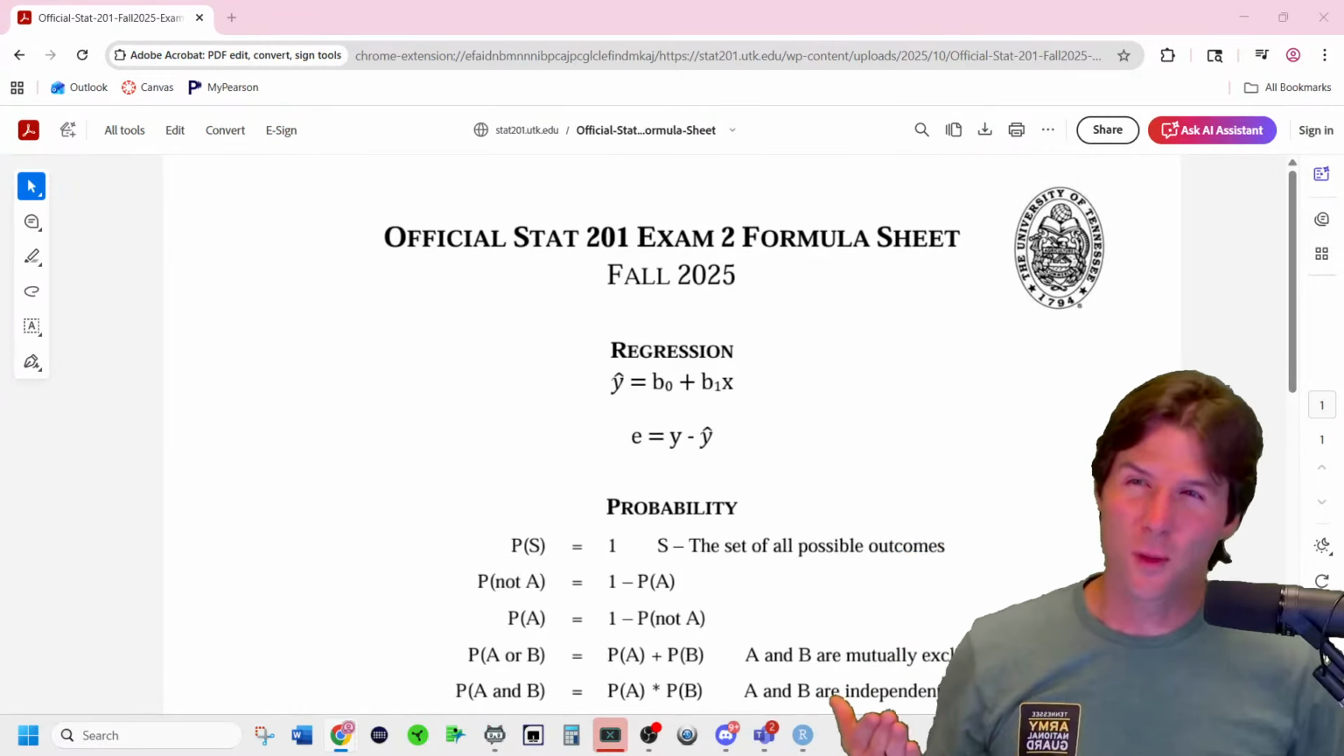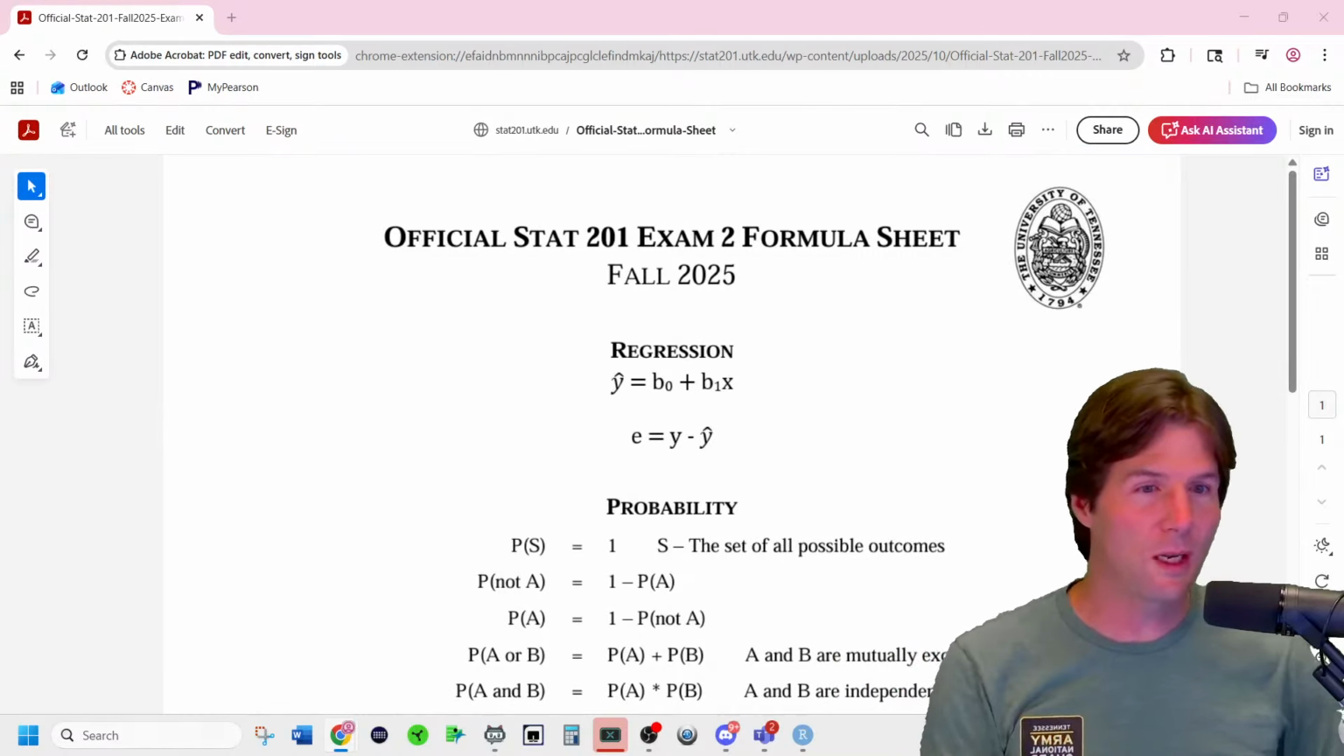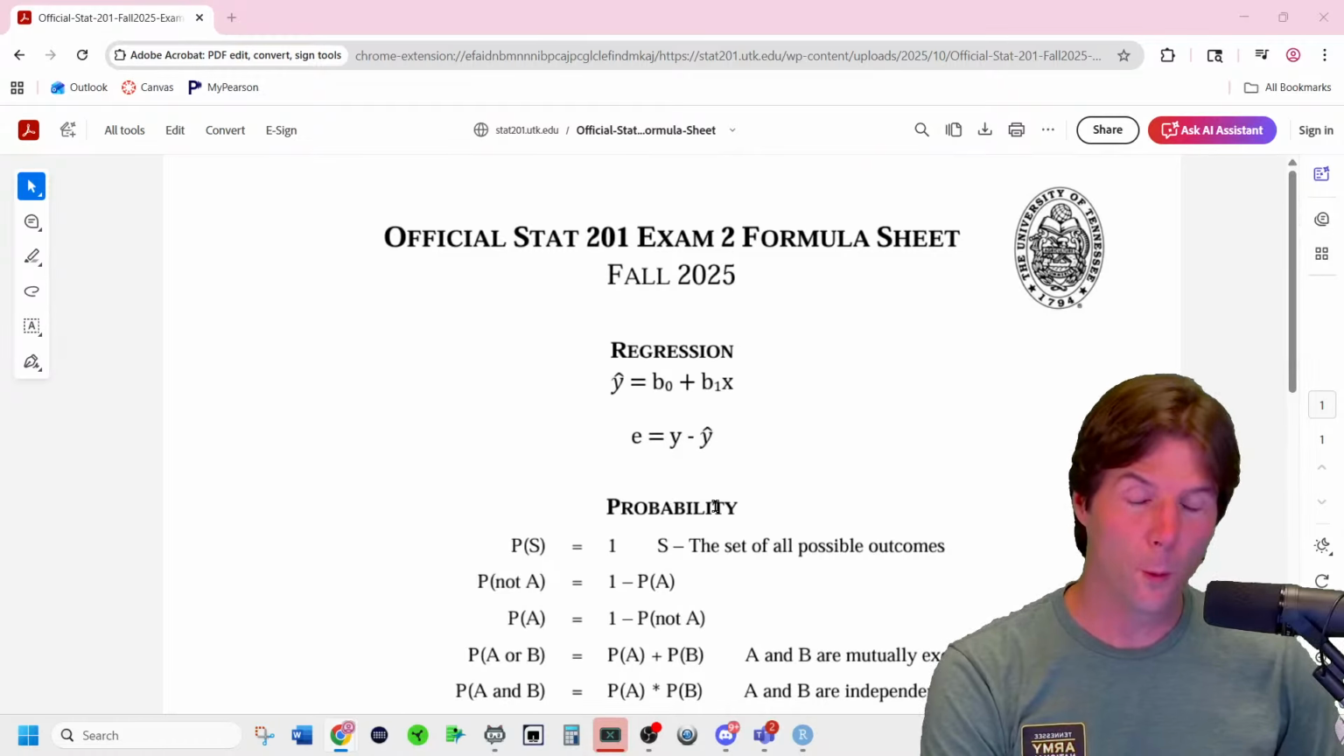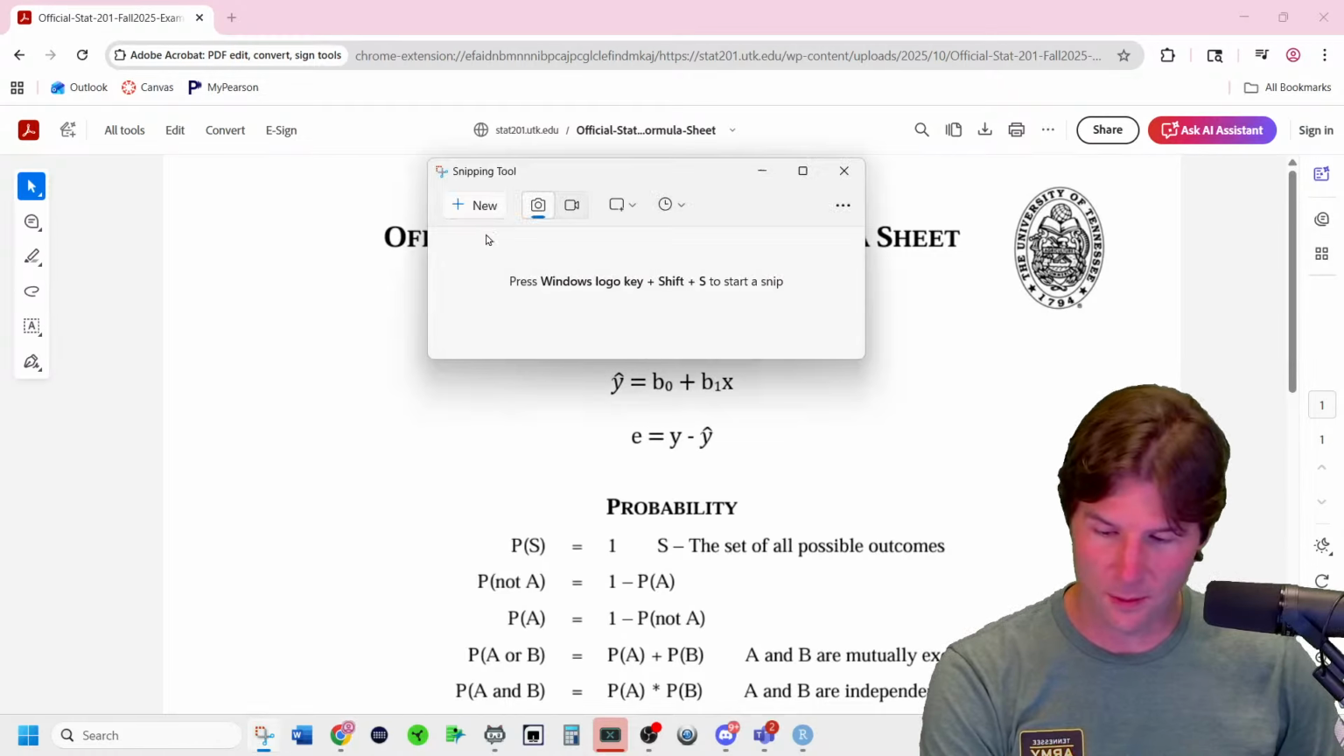You have to know these formulas. You have to know what they stand for. You have to know the notation. If you don't know the notation, then it's going to be a lot tougher of a test. So here we are on the formula sheet. What do these quantities even mean?